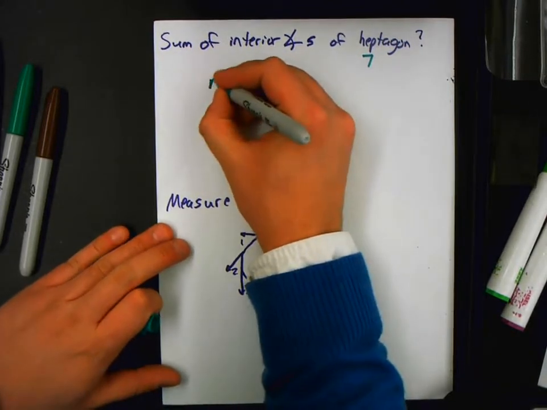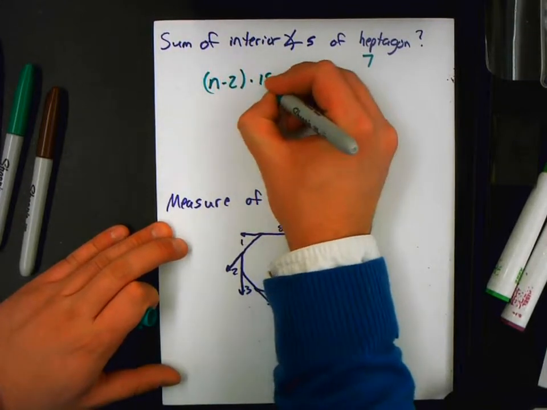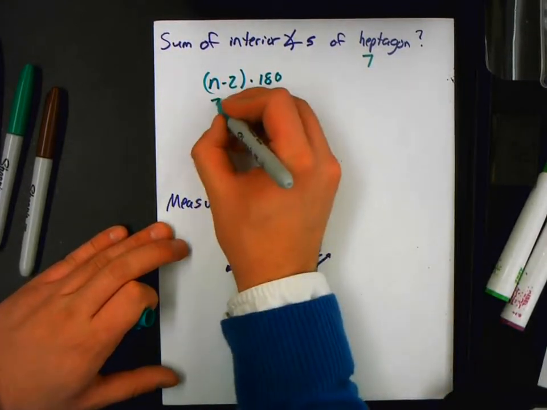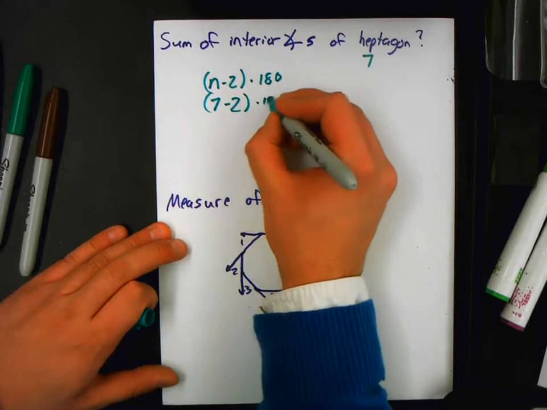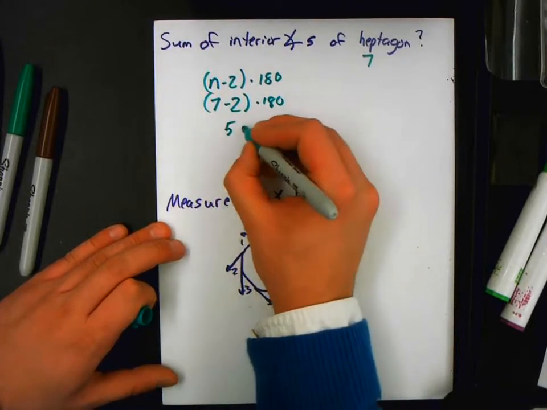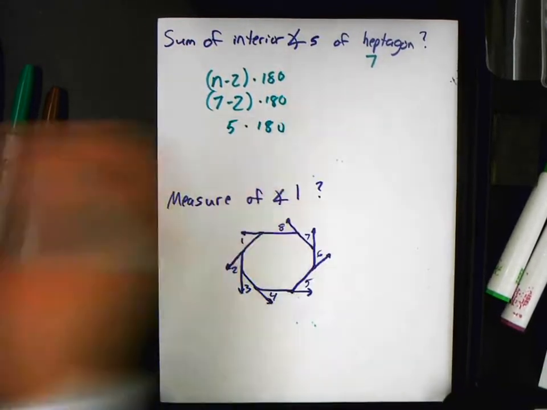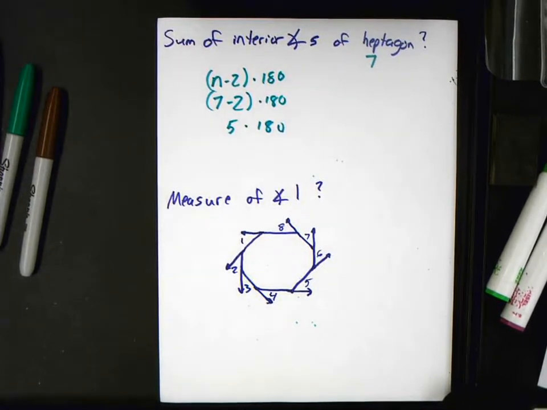So you plug it into the formula, n minus 2 times 180. 7 minus 2 times 180. 7 minus 2 is 5. And you multiply that by 180. And you get 900 degrees.